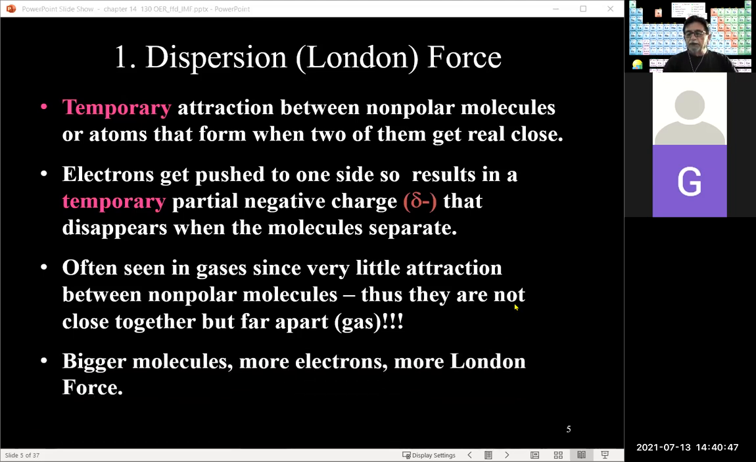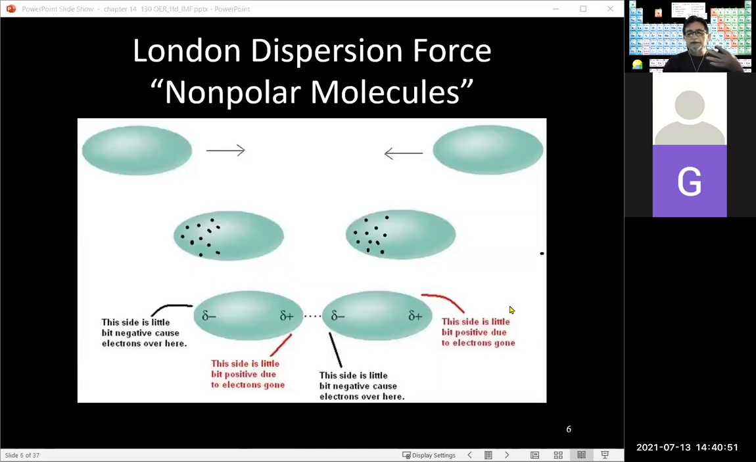Okay, so bigger molecules, more electrons, more London force. And this basically demonstrates what's happening here. You induce a temporary partial positive and a partial negative side due to these electrons moving around.